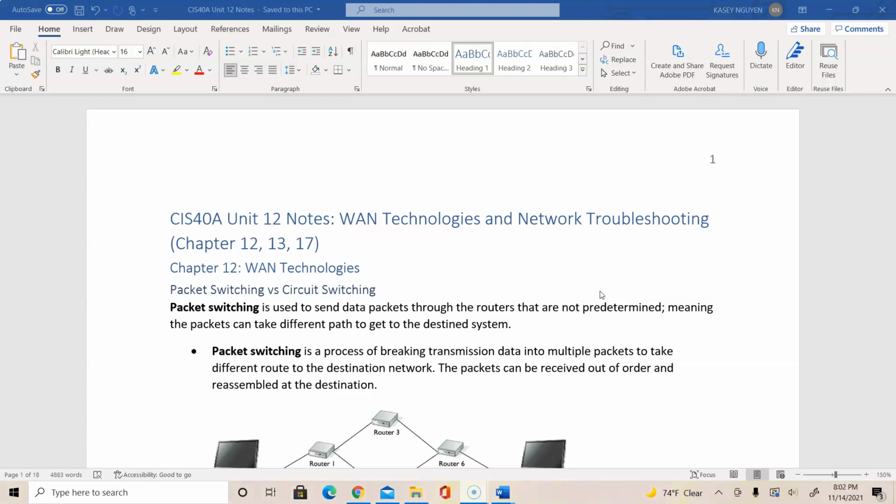So in Chapter 12, it begins with talking about WAN technologies, and this is when we look at service provider technology and how we would connect our local area network to the service provider as a subscriber. So there are two types of networks. One is going to be packet switching and the other is circuit switching.